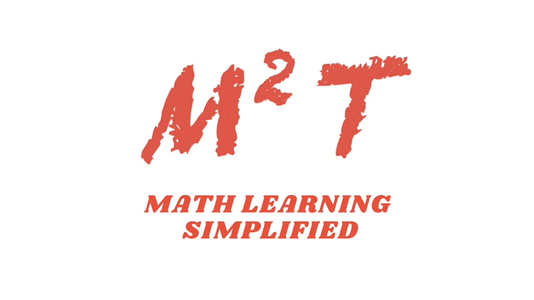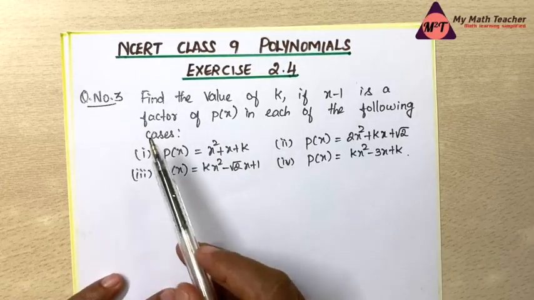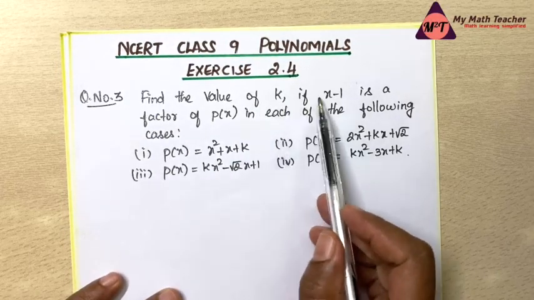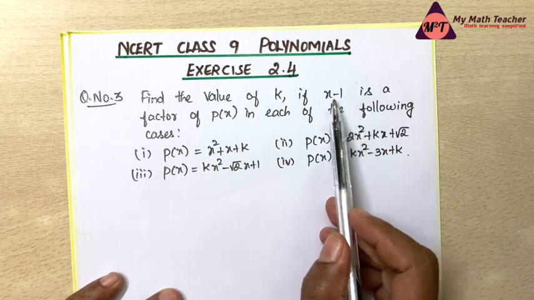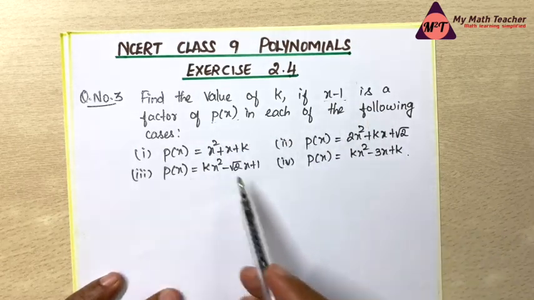In this video, I am going to teach question number 3 from exercise 2.4. This is for class 9 students from the NCERT syllabus. The chapter is polynomials. The question here is, find the value of k if x minus 1 is a factor of p of x in each of the following cases.